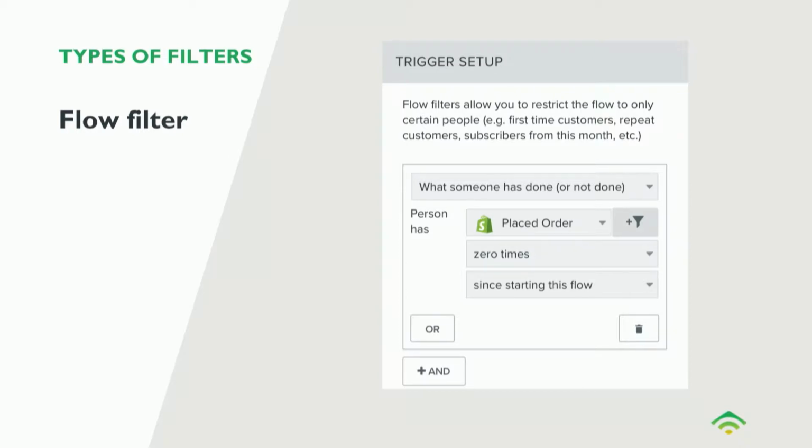And with the flow filter, that gets checked every email that goes to send. So say you have 5 emails in your abandoned cart sequence. We want to make sure that every time we go to send an email that they haven't bought yet. And that's how this flow filter works. It's going to check every time that email goes to send.